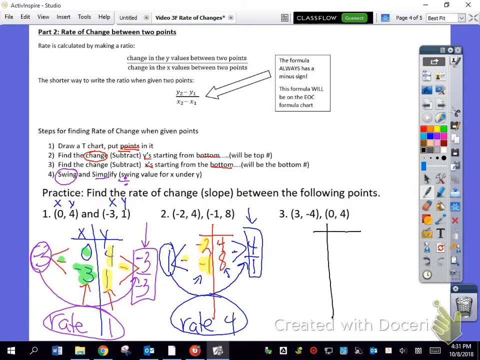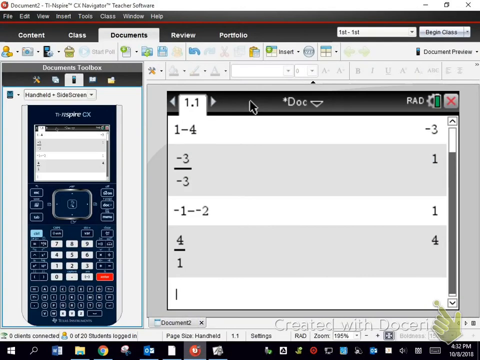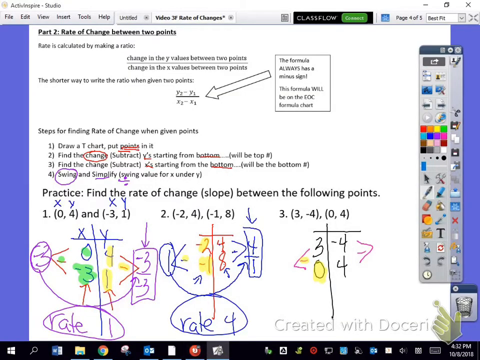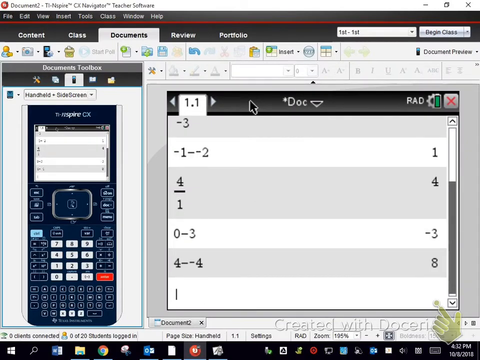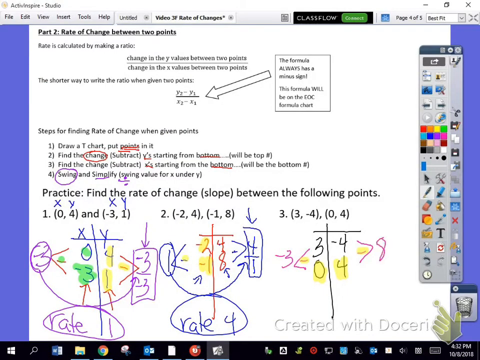The next one, number 3. You have 3, negative 4, that's my first ordered pair, and 0, 4. Now I'm going to subtract. And remember, always start from the bottom. So 0 minus 3, and you get negative 3. Now start from the bottom: 4 minus, and then you have to put negative 4. So 4 minus negative 4 equals 8. So this is 8. Now swing. So negative 3 goes underneath, and you enter from the top down.